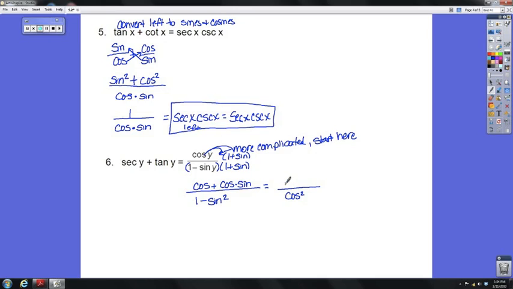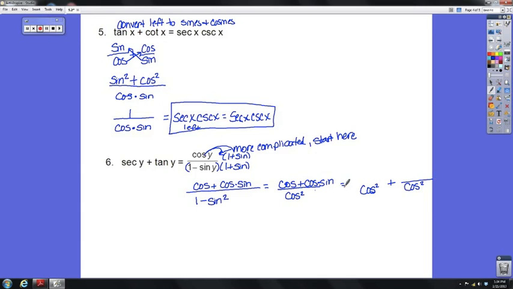And in my numerator I have cosine plus cosine times sine. Now, since I have one term in the denominator, what I'm going to do is split this up into two fractions and look at them separately and see if that's helpful.